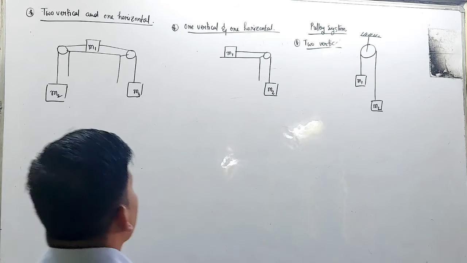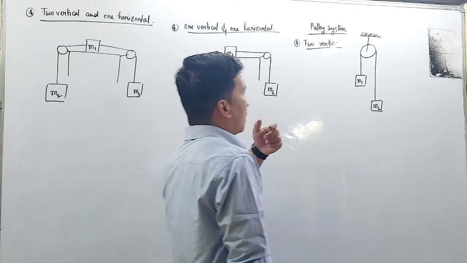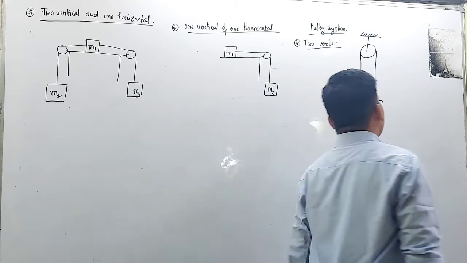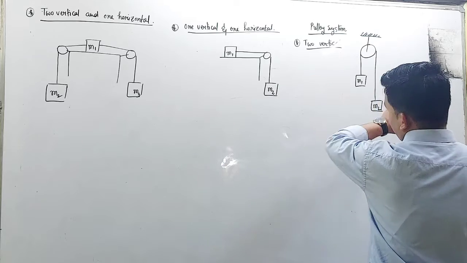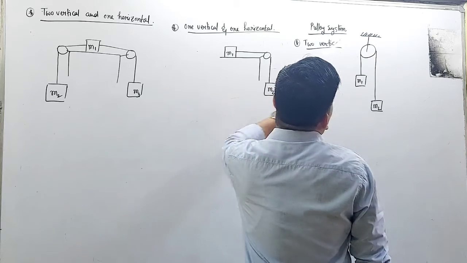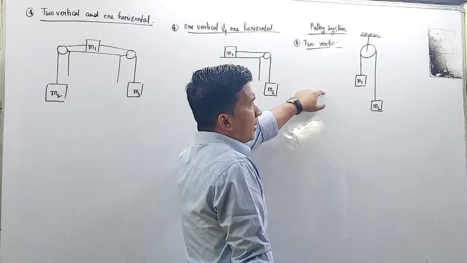Yesterday we started our pulley system. Under this pulley system, we have to consider four different cases. The first case we discussed yesterday: how to find out the common acceleration and the tension.